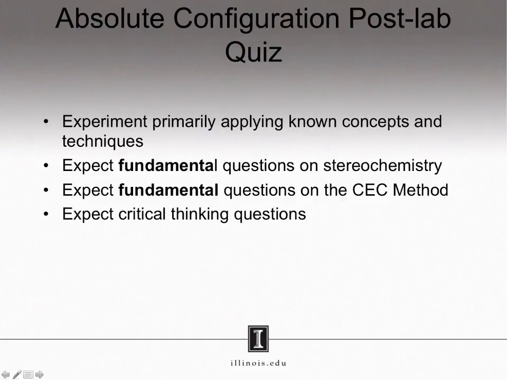You should also expect critical thinking questions. What do I mean by critical thinking questions? This experiment is about taking techniques you know and applying them to answer a question. What if I changed something about the experiment? Would you be able to predict what would happen as a result? That's what I mean by critical thinking questions. Taking what you know and being able to predict what would happen if something was changed, or being able to decide on what to do if you wanted to cause a particular change to occur.